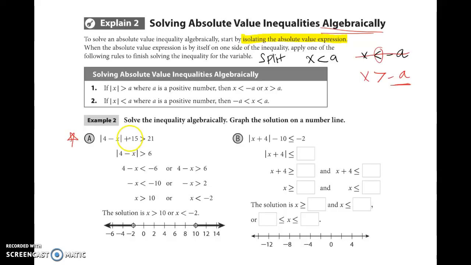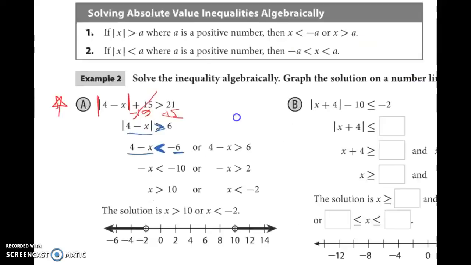First step we do always is to isolate the absolute value. So I'm going to isolate this absolute value sign here by getting rid of that 15 and subtracting it to the other side. When I do that, 21 minus 15 gives me 6. And so what I'm going to do is I'm going to take that argument inside that expression, 4 minus x, and I set it equal to the negative 6, which means I had to multiply that 6 by a negative. So what happens to my inequality sign here? It's no longer a greater than, but I have to flip it and make it a less than.